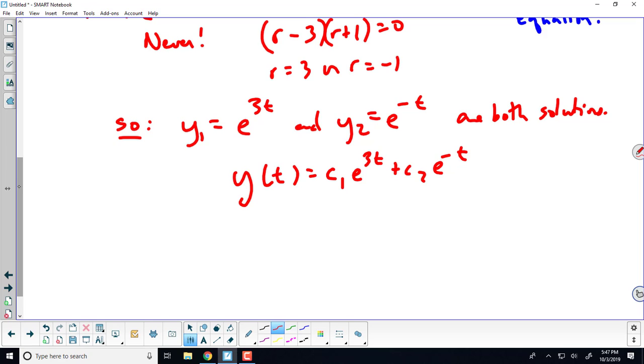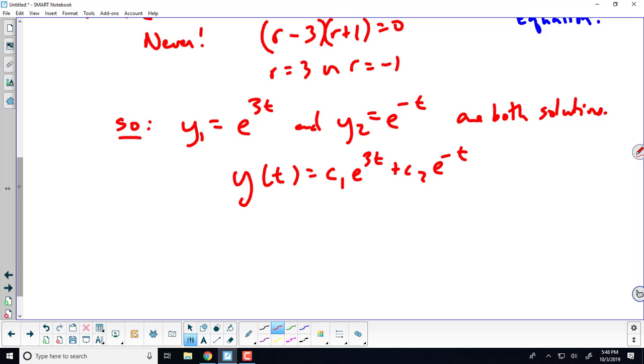Okay? So what if this was a third order ODE? What do you need to do? What's that? You need to find 3 solutions and do what? You have to confirm that they're linearly independent, and then you can give your general solution. You're done. Okay. Good.